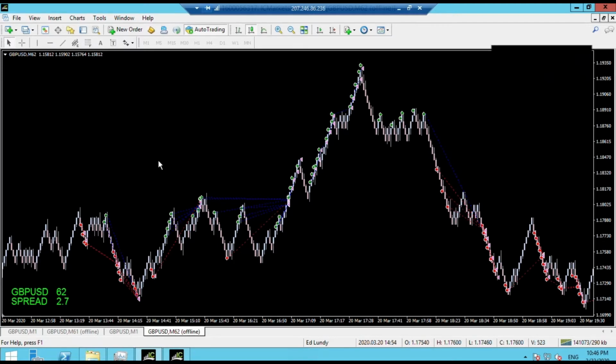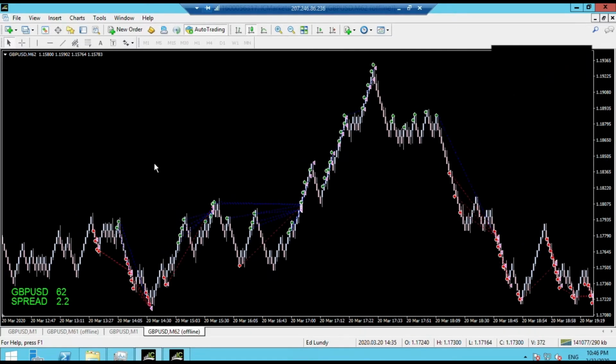So the best way to explain this, because the system operates without a stop loss in the traditional sense. We don't put a 30 pip stop loss on the trade. What we do is when the price goes against us, we trade in the other direction. So I'm going to pick out a few examples of where that's happened.